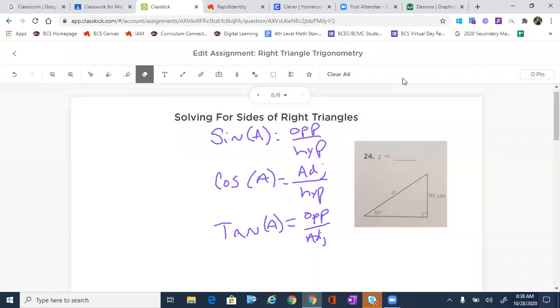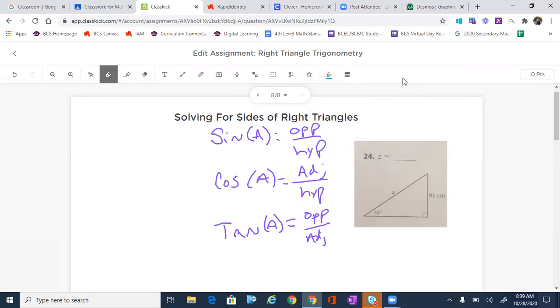All right, let's do another problem here, solving for sides of right triangles. And over on the left, you'll notice that I went ahead and put our trig ratios, sine, cosine, and tangent. So now as I do these problems, I always like to start by shading information and labeling information.